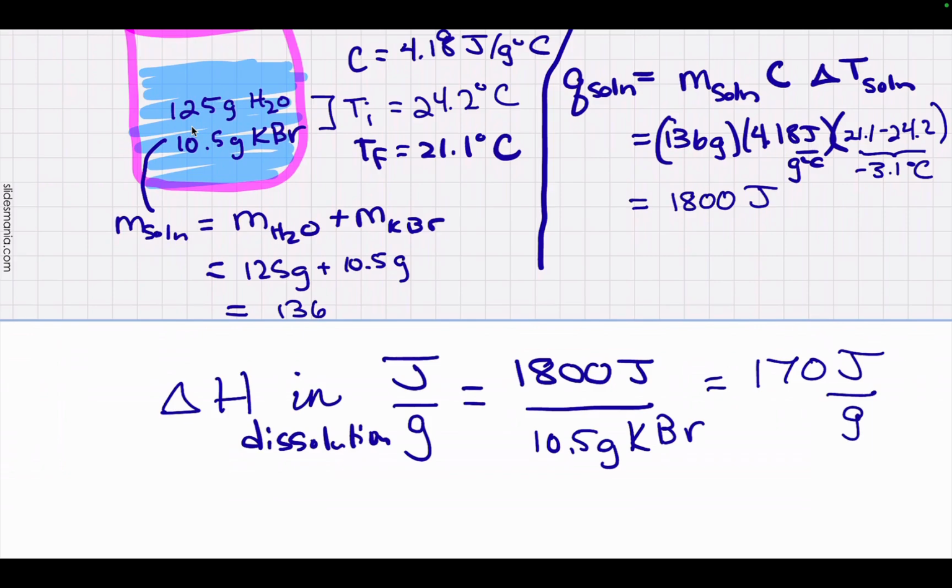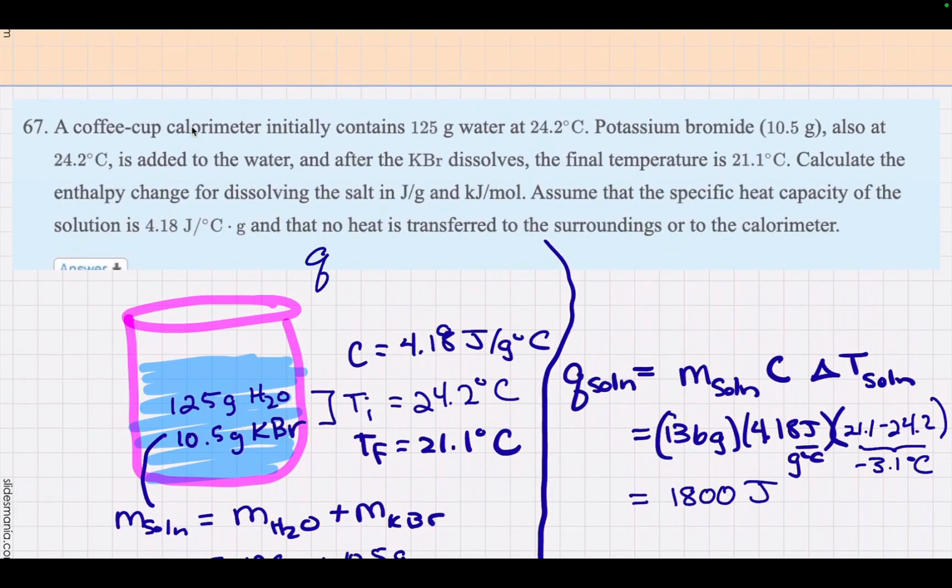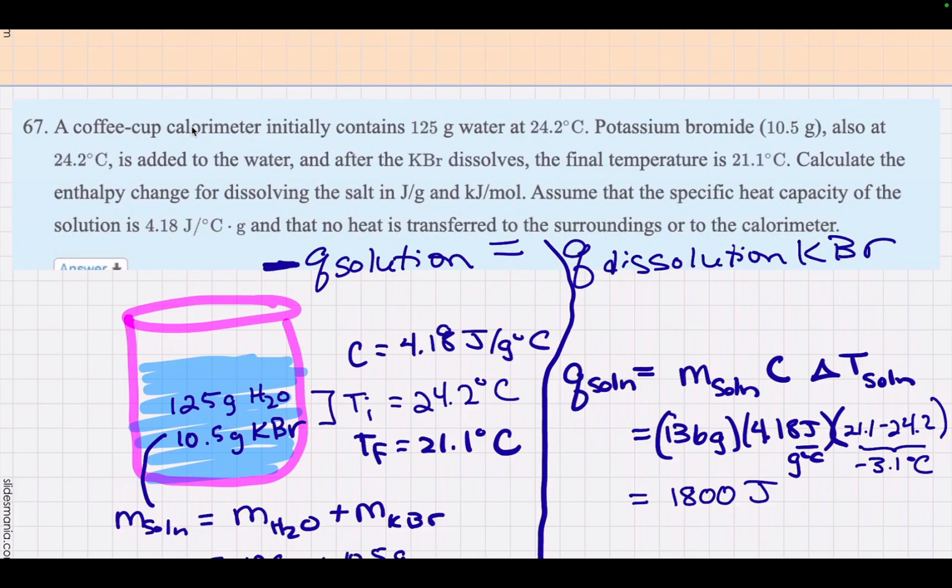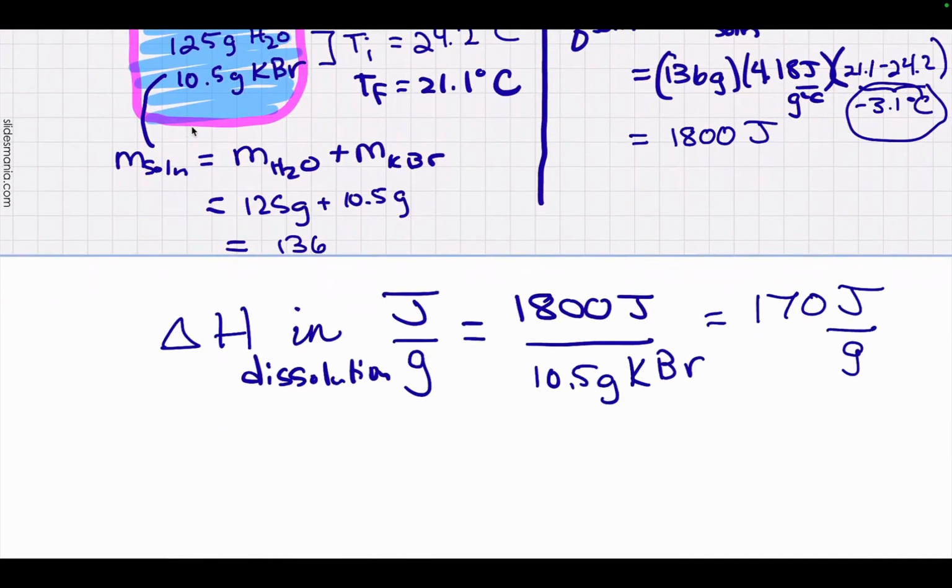If you want to start thinking about sign, or if you just want to wait till the end, basically the Q of the solution is going to equal the Q of the dissolution or dissolving of the KBr. And we know that this value is negative because we did get a negative when we calculated the Q of the solution. So the energy of the solution is going into the crystals of the potassium bromide to dissolve it. But again, I would keep everything positive till the end.